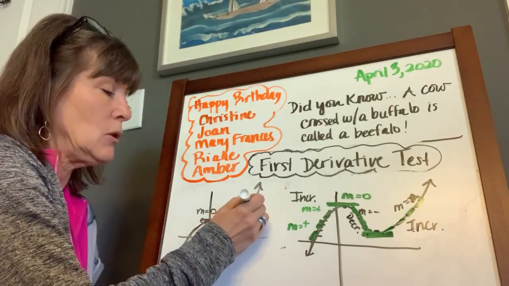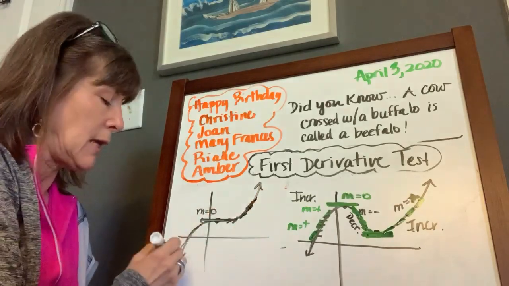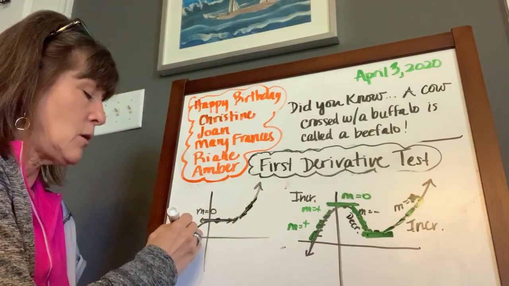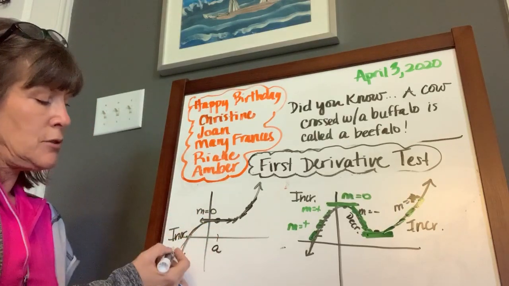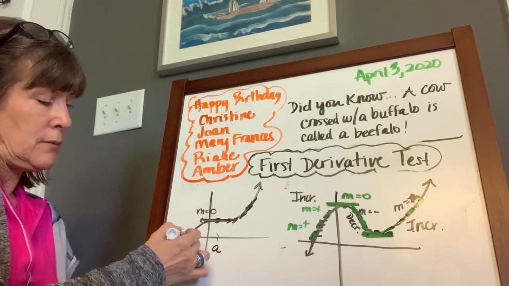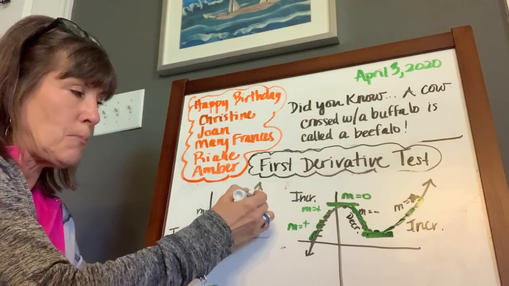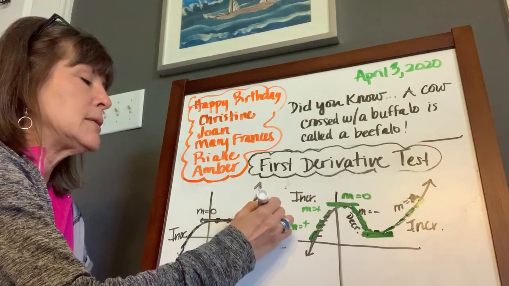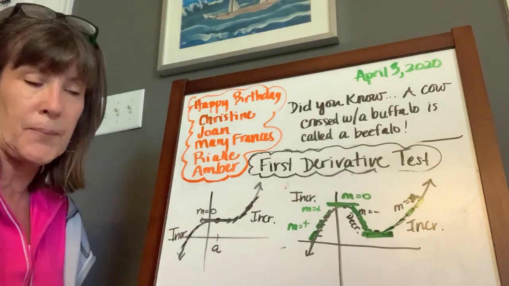And then look what happens on the right of that. If we continue along from left to right, you'll see that these slopes are positive again. So the slopes to the left of that critical point, I'm going to call that critical point A, to the left, the slopes were positive and it leveled off. And then to the right, the slopes were also positive. So we would say that this graph increases on both sides of that critical point.